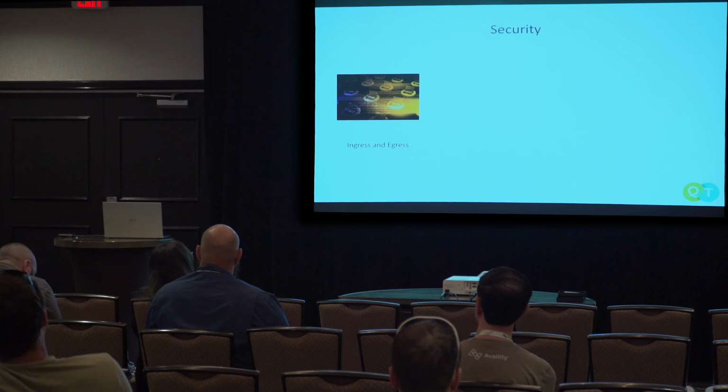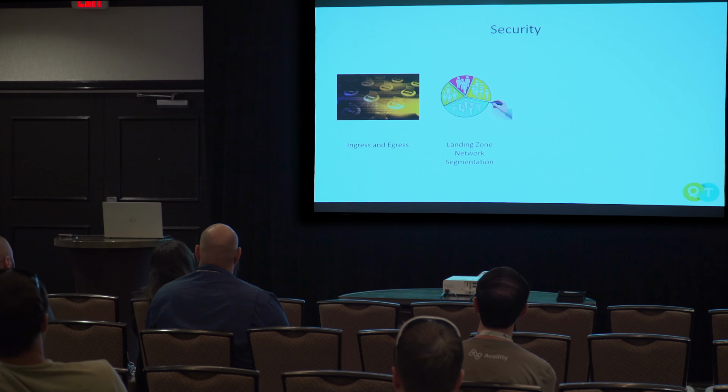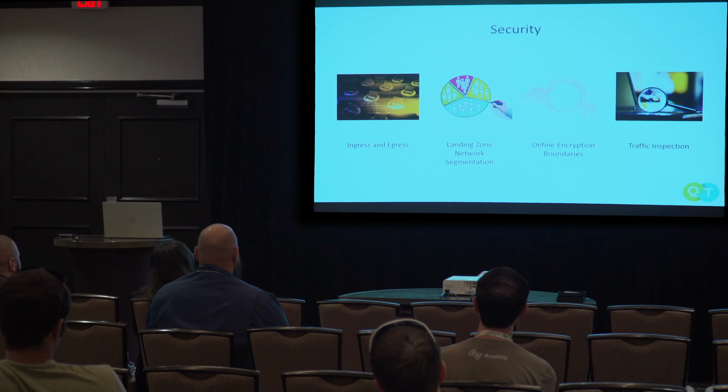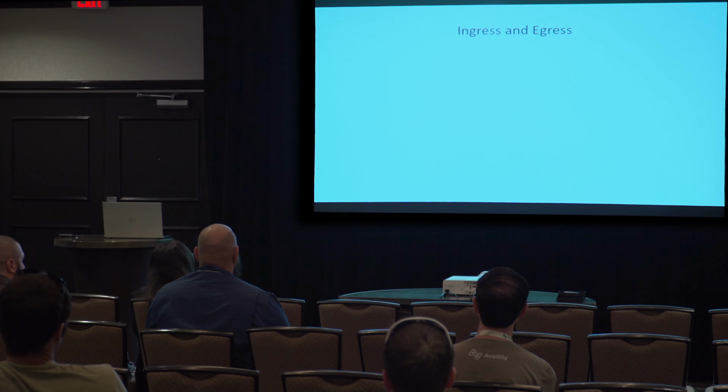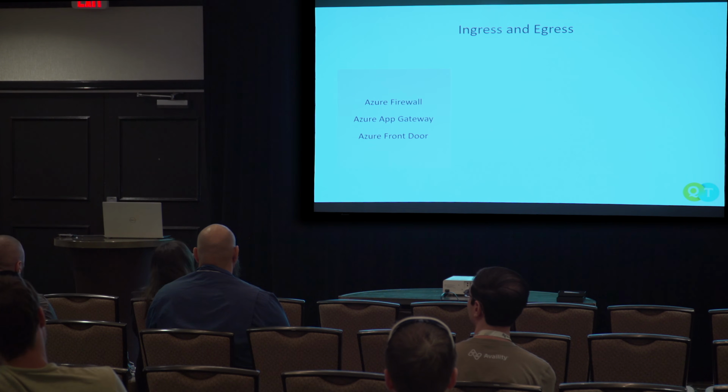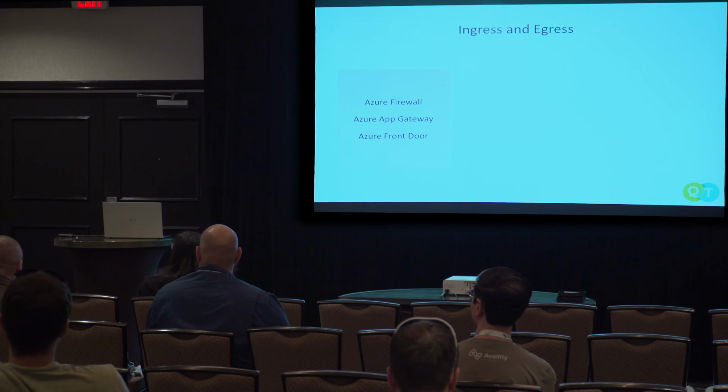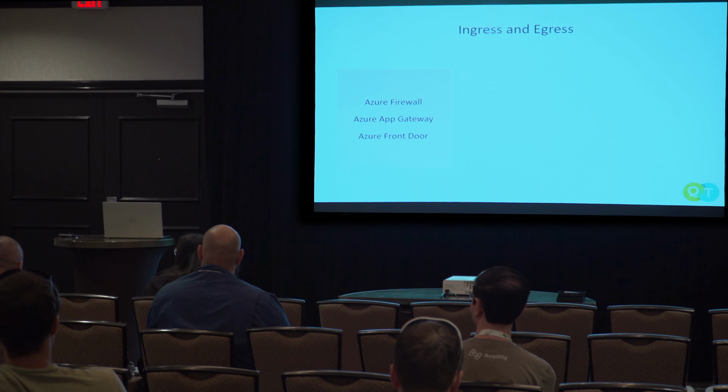Finally, security. Think about, and I'm going to go faster because I'm running out of time, ingress and egress, landing zone network segmentation, your encryption boundaries, and your traffic inspection. So for ingress and egress, you've got a couple of different options. You're going to use Azure Firewall primarily for your internal network to internal network. So you're going to be using that for your private connection back to your other cloud, inspecting that traffic.